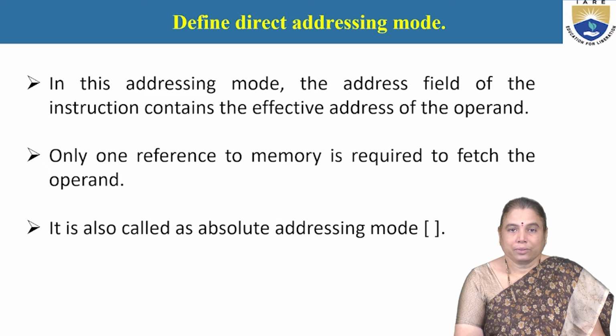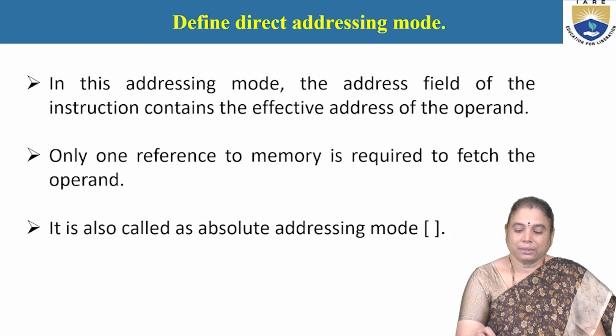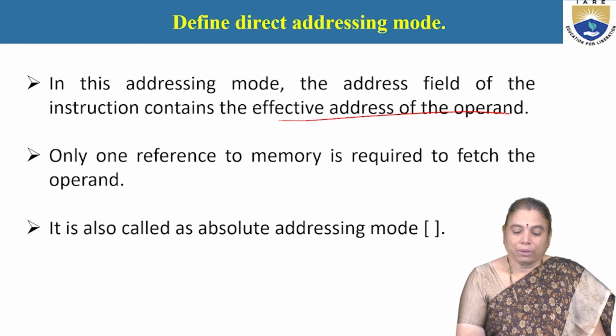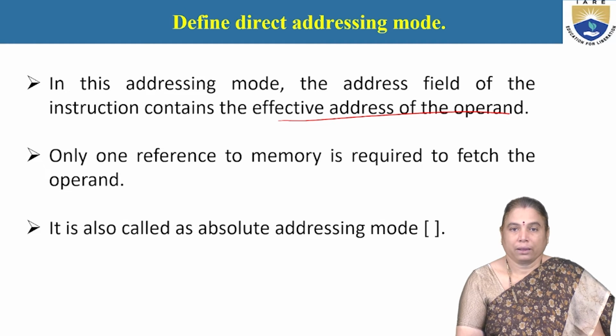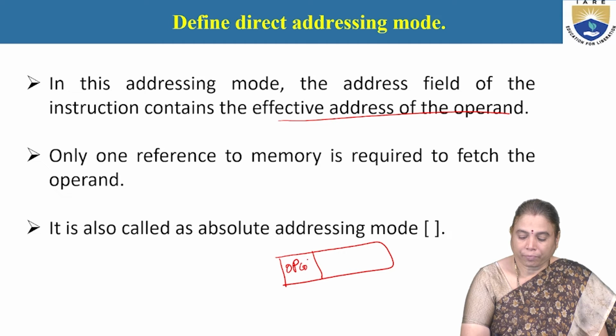Define direct addressing mode. In this direct addressing mode, the address field of the instruction contains the effective address of the operand. Only one reference to memory is required to fetch the operand. So in the instruction format, two parts are there, the opcode and the address.